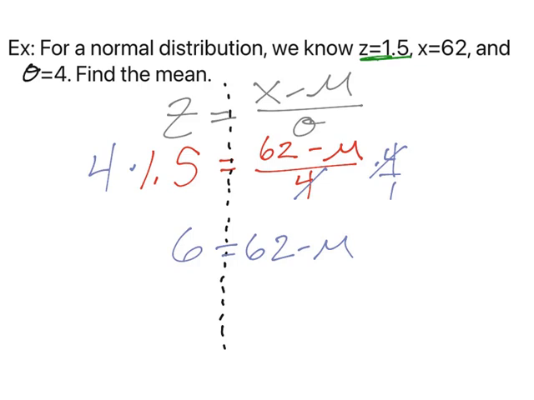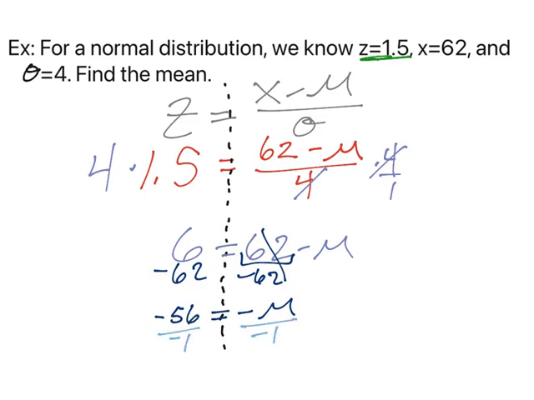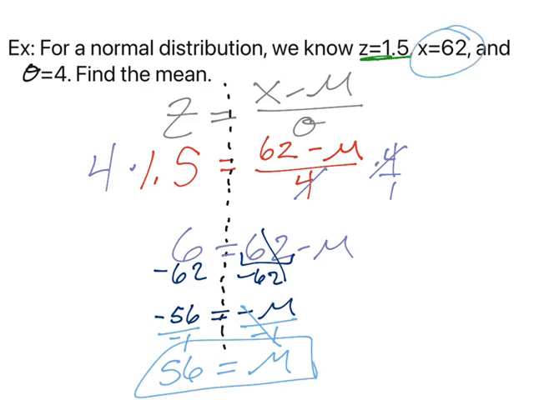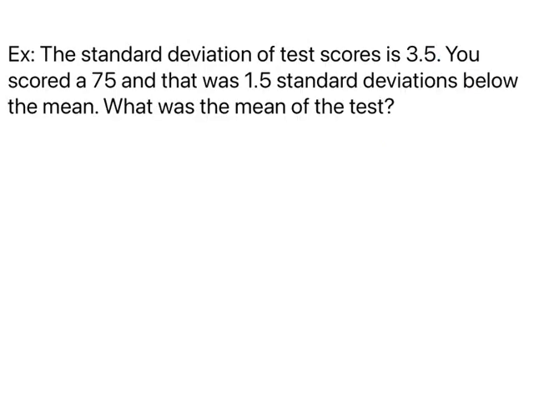Okay, so now we want to get mu by itself. So I need to get rid of 62. It's a positive 62, so I'm going to subtract 62 from both sides. And I have negative mu equals negative 56. Well, nobody wants a negative mu, so we divide both sides by negative 1, because a negative divided by a negative is a positive. So the mean is 56, which makes sense because that 62 is 1.5 standard deviations above that. Let's do another one.